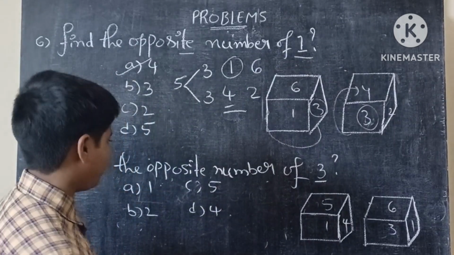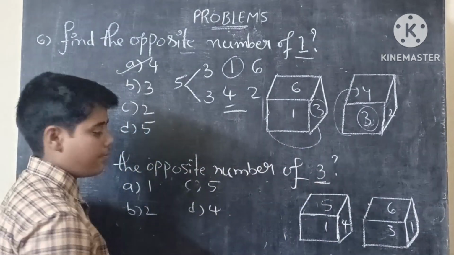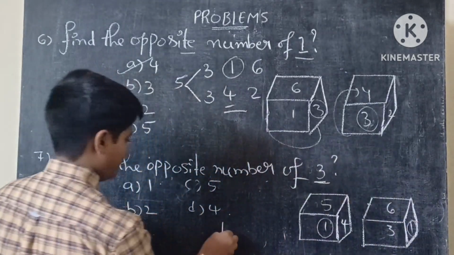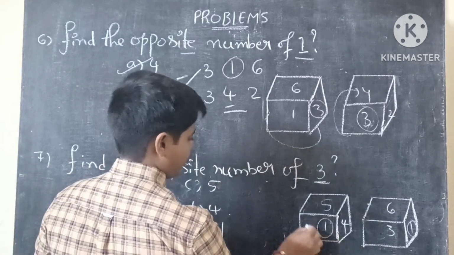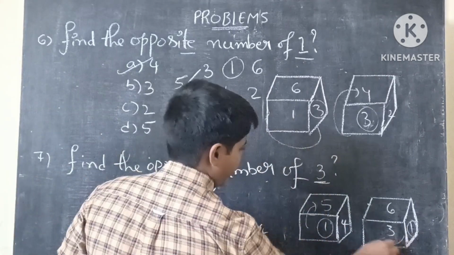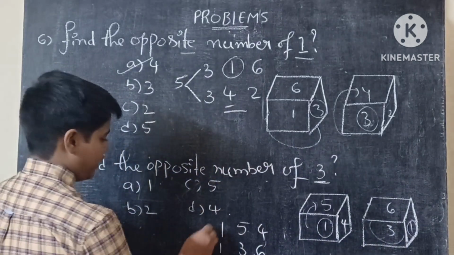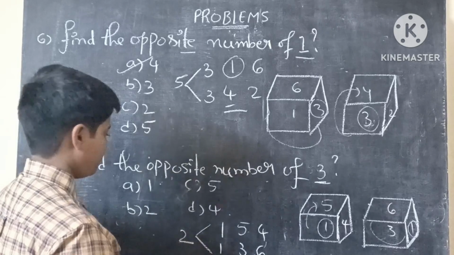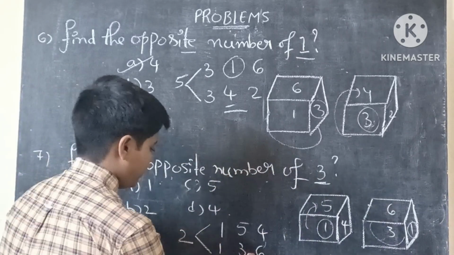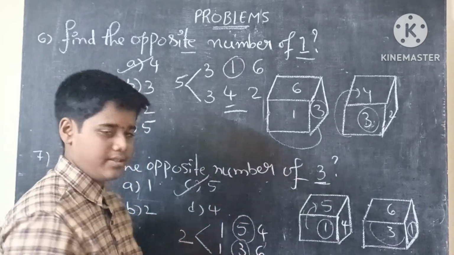Okay, and if you see the seventh question, find the opposite number of 3. First we have to take the common number. The common number is 1. So write 1 1, and the clockwise numbers 5 1 4, 5 1 4, and here 5 1 3 6, 1 3 6. Okay, and the remaining number is 2. Here they are asking to find the opposite number of 3. Here the opposite number of 3 is 5. Option C is the correct answer.